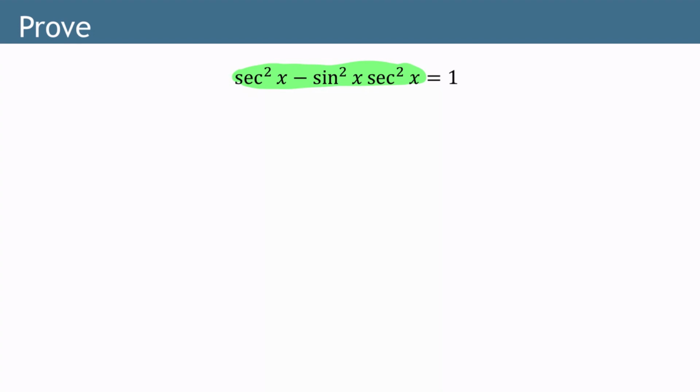And the first thing I'm going to do is just replace all these things with sines and cosines. So for example, secant squared is the same thing as 1 over cosine squared. Sine squared, I'll leave that. That's already a sine. Times another secant squared. Well, that's 1 over cosine squared. Again, I'm trying to show: is that actually equal?